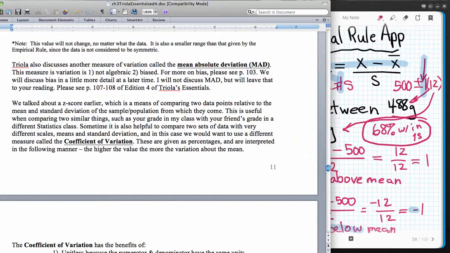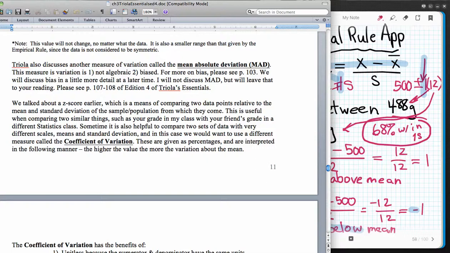And Triola talks about next the mean absolute deviation. And this is not an algebraic manipulation, and it is biased. So I'm not going to discuss that, but if you are using the Triola book, you may want to do a little bit of reading about the mean absolute deviation.